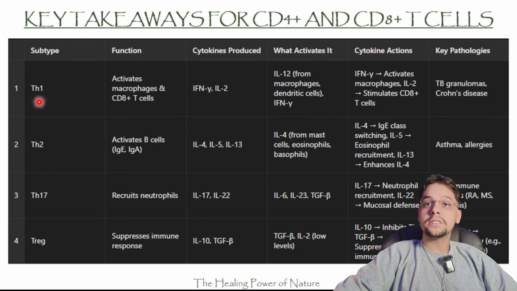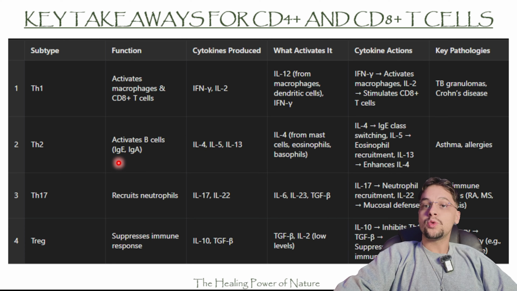So for T helper 1 cells, their function is to activate macrophages and also CD8 positive T cells. CD8 positive T cells are important because they kill intracellular pathogens or also cancer. They also produce signals like interferon gamma, which also goes to promote macrophages, and interleukin 2. The key pathologies you'll see are TB granulomas and Crohn's disease.